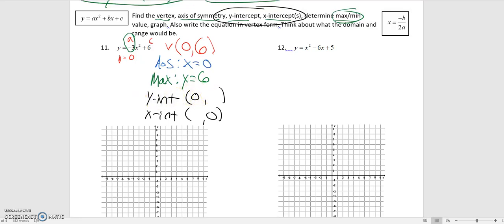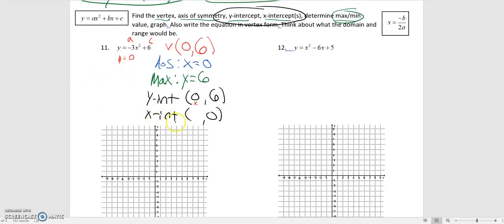So the y-intercept is never too bad. Basically, it's saying that your x value is 0. So I'm going to come up here and I'm going to plug in 0. You're going to have y equals -3 times 0 squared plus 6. That just gives you 0 plus 6, giving you 6. And my y-intercept is 0, 6, which we should have been able to already tell from the vertex.